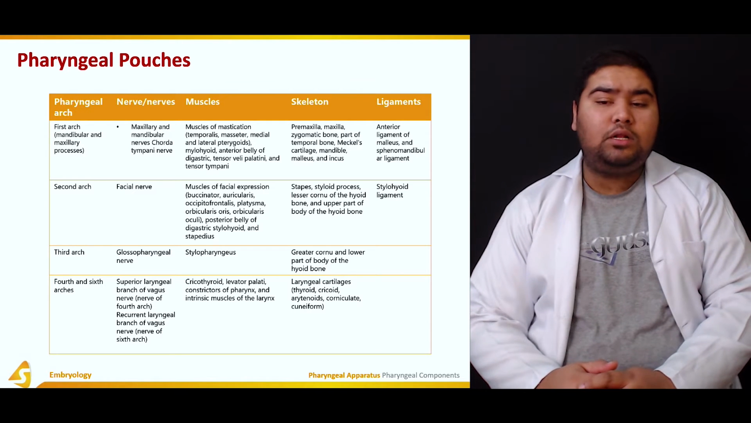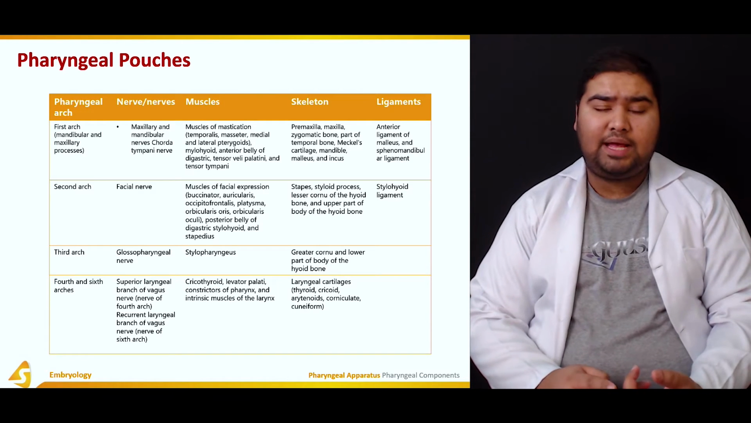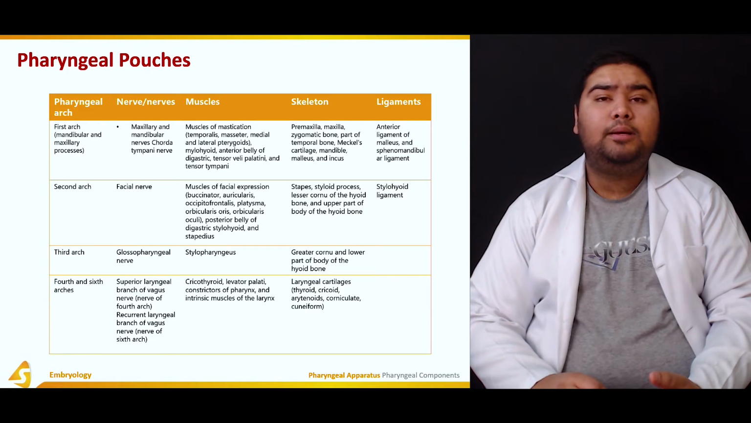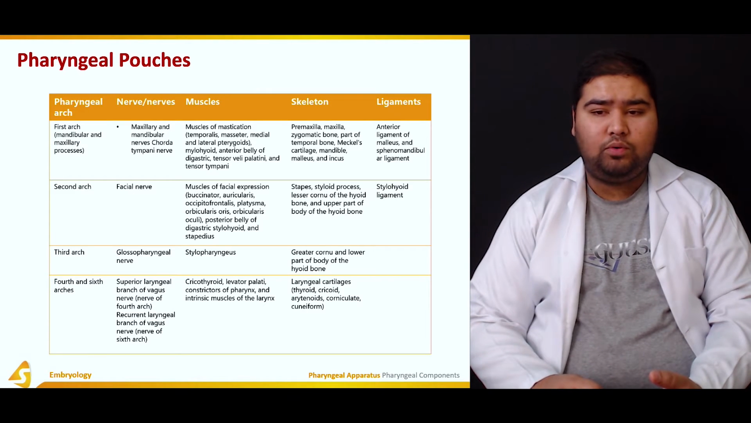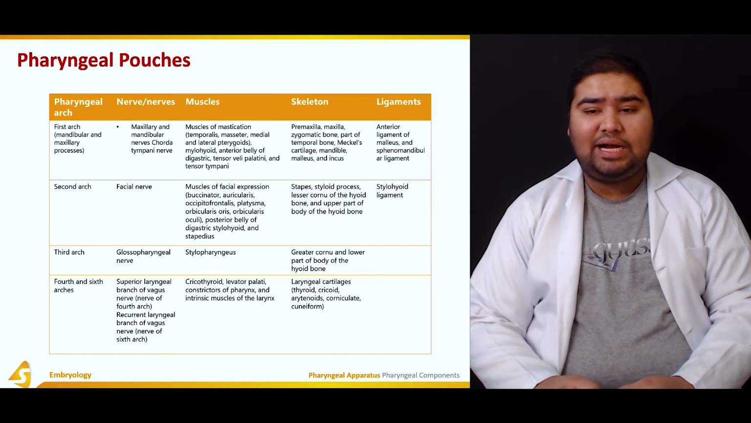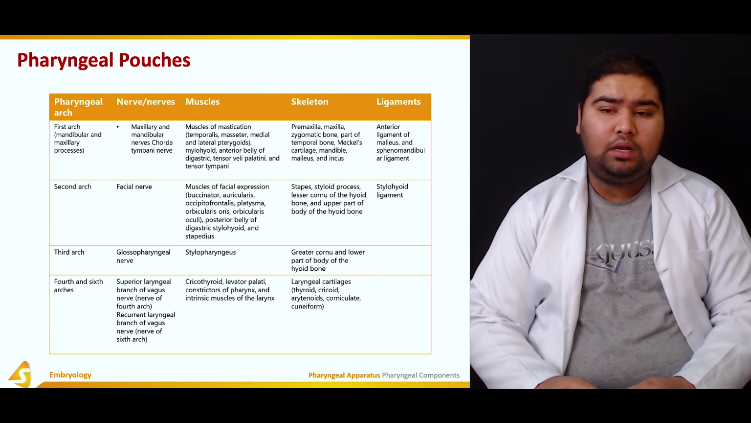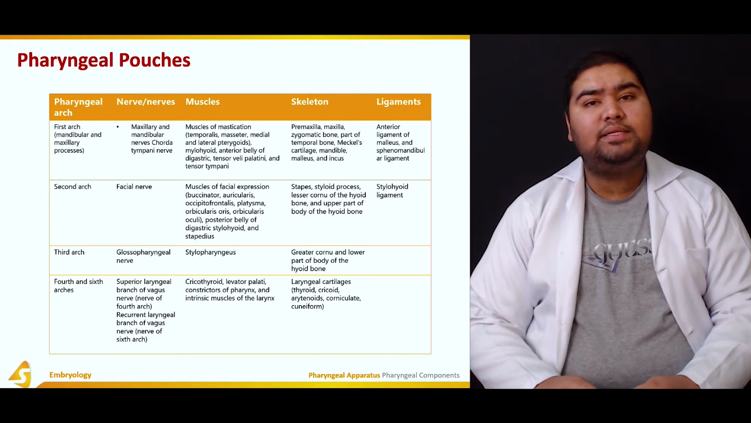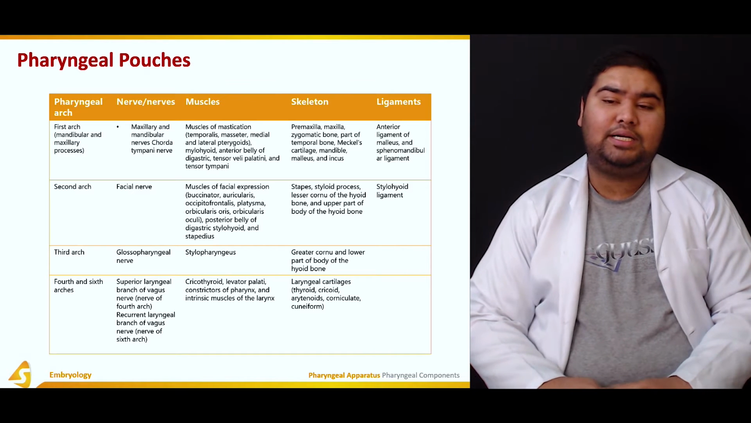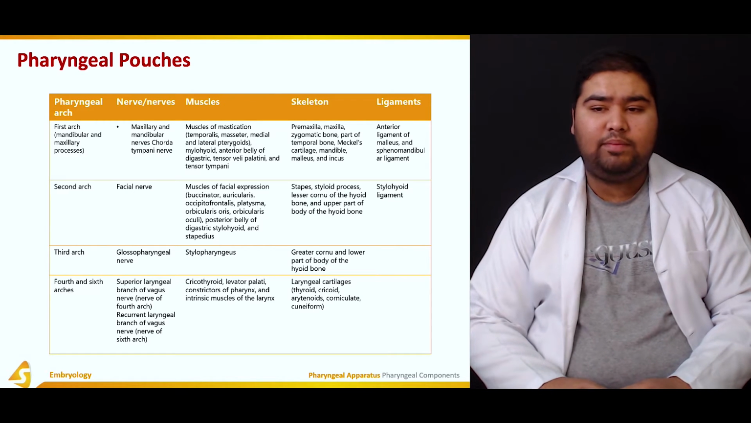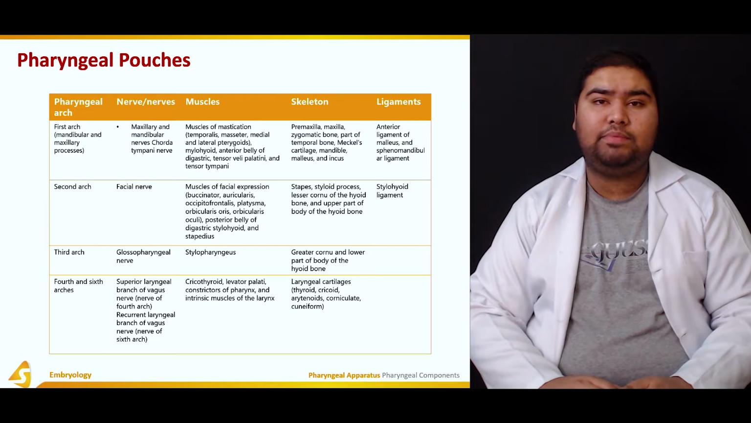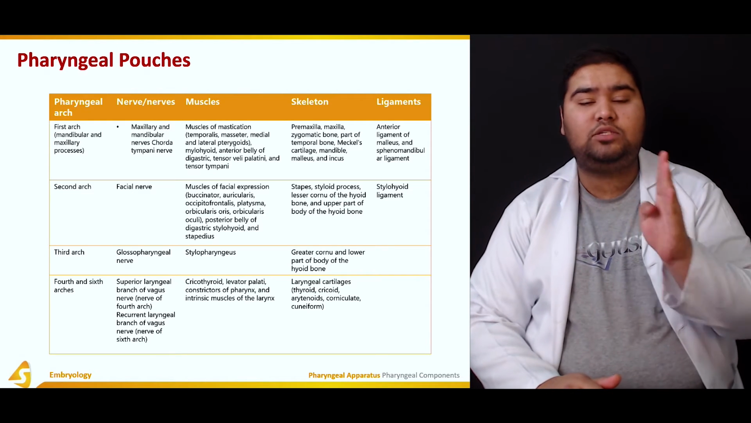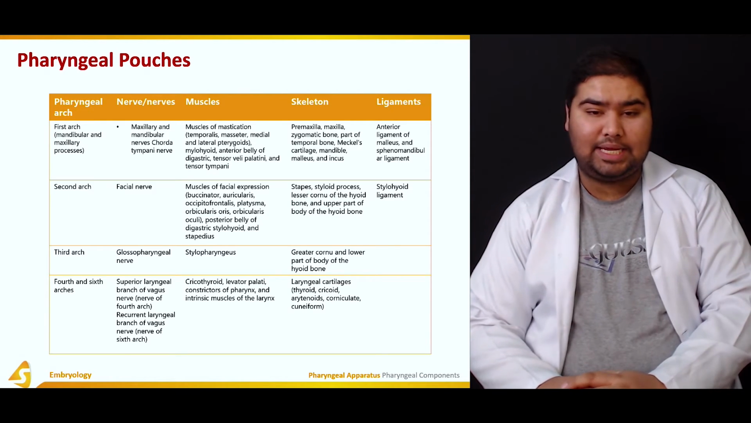In the skeletal component, we have premaxilla, then maxilla, then the zygomatic bone, then part of the temporal bone. It forms the Meckel's cartilage, the mandible, the malleus, and incus. And the ligaments that are formed by this arch are the anterior ligament of the malleus and the sphenomandibular ligament. We have talked about all of these components separately in detail.